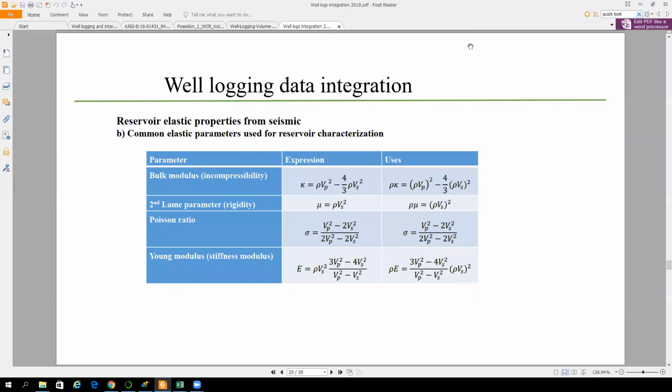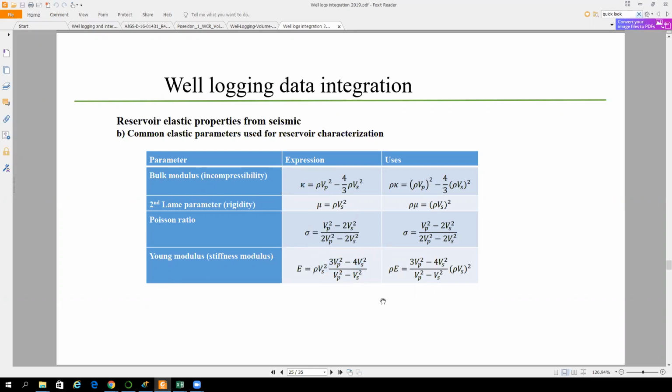So if I have density log, I have velocity log, then I will be able to calculate the bulk modulus from this equation, and I will be able to calculate the rigidity term or the shear modulus from this equation, and I will be able to calculate the Poisson ratio from this equation, and I will be able to calculate the Young modulus from this equation.